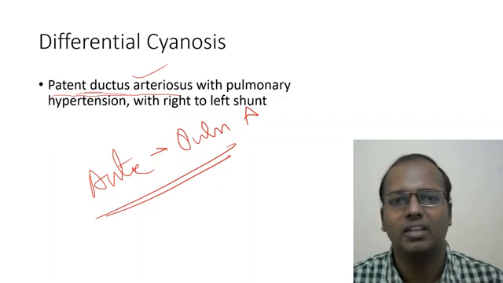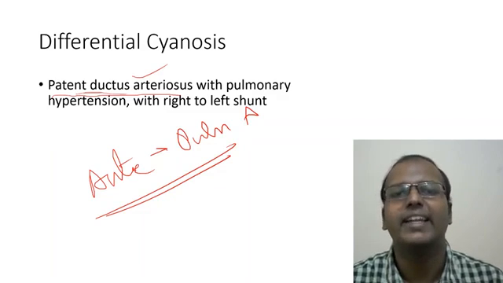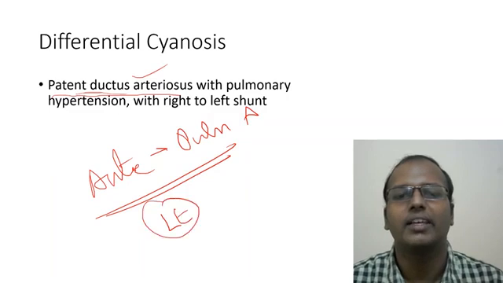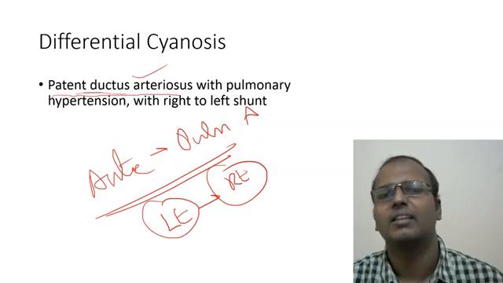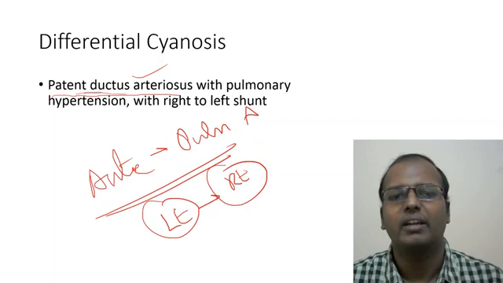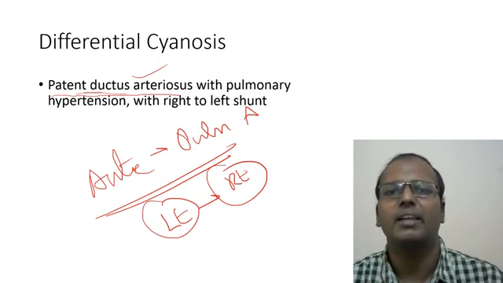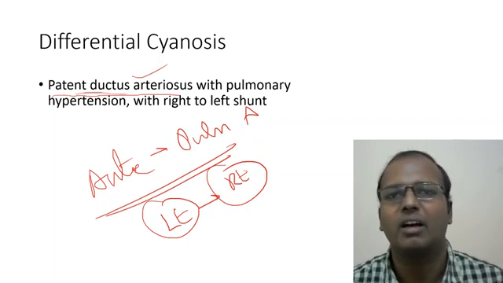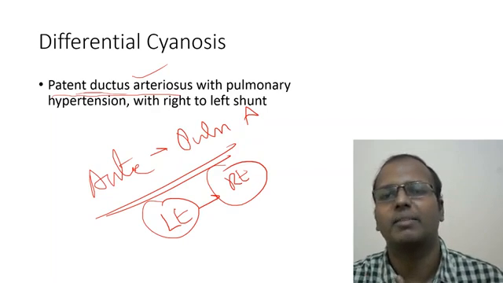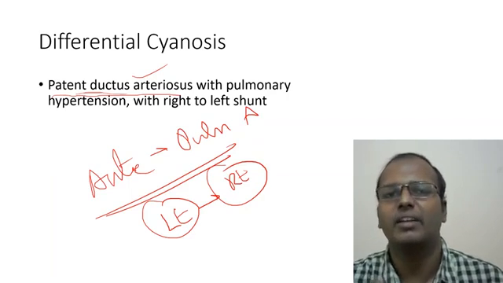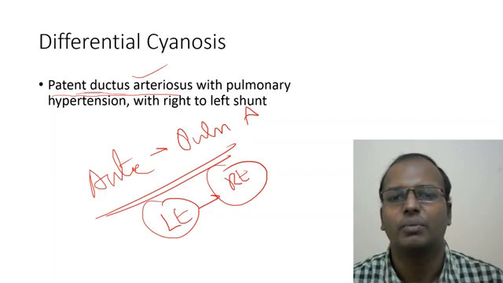If the closure does not happen, there is a continuous shunt. Initially, the blood flows from left to right, as in ASD and VSD, which also shunt left to right. The PDA connects the aorta to the pulmonary artery, usually after the left subclavian. After the right common carotid, left common carotid and left subclavian arteries, there will be a connection between the pulmonary artery and the aorta.